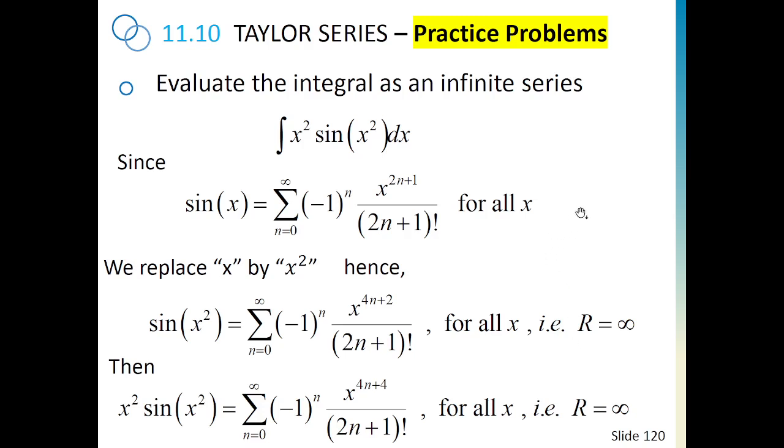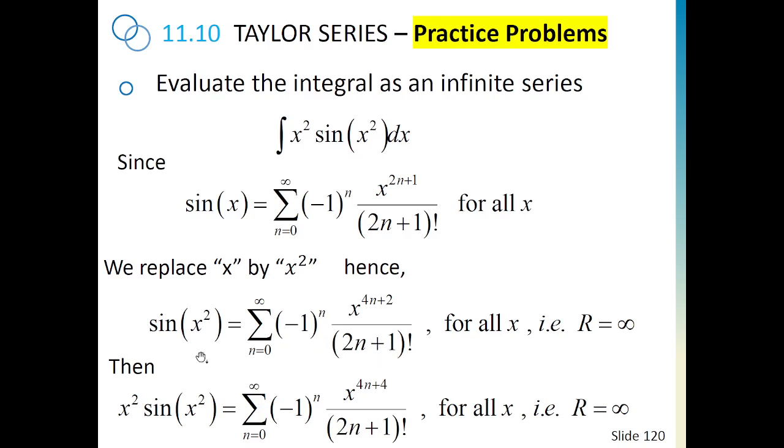Another example of use of the Taylor series for the computation of integrals. So here we have x squared times sine x squared. Normally this would be a little bit difficult for us to integrate, to find the antiderivative. So what do we do? Well, we proceed as usual. We know the series for sine x, and then we replace x by x squared. So we get the expressions simply by replacing x by x squared.